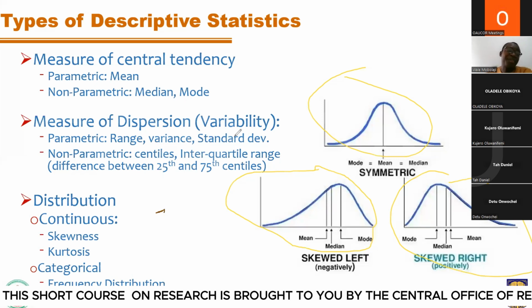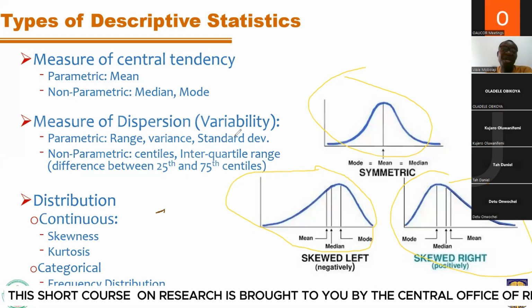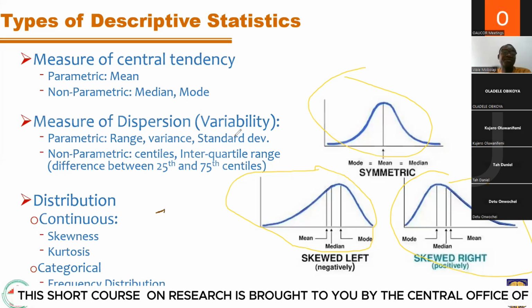So another distribution you could use is when your data is categorical. You could run a frequency distribution of it to see whether some responses are more represented than the others, and whether there will be a need for you to do some transformation or some manipulation before you go into analysis.